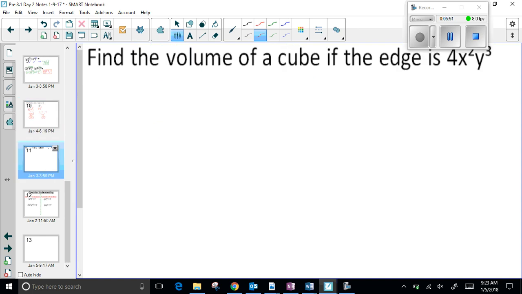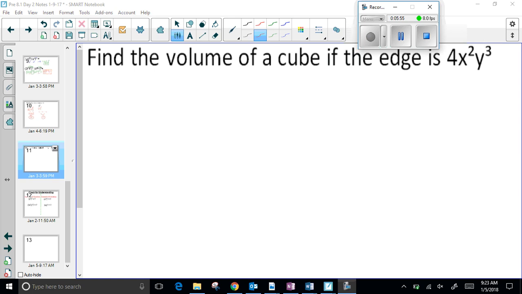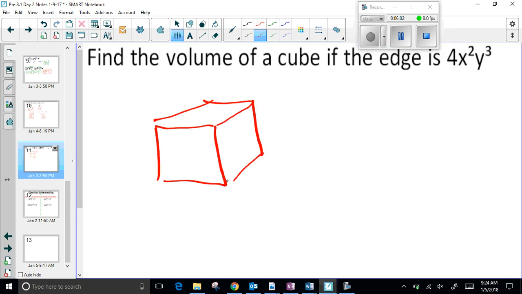Find the volume of a cube if the edge is 4x squared y to the third. Please don't rush too much through this one. A cube has 6 sides, it's got a length, a width, and a height, and you multiply all those together. But if every side is 4x squared y to the third, well then the height is going to be 4x squared y to the third, and the depth is going to be 4x squared y to the third.